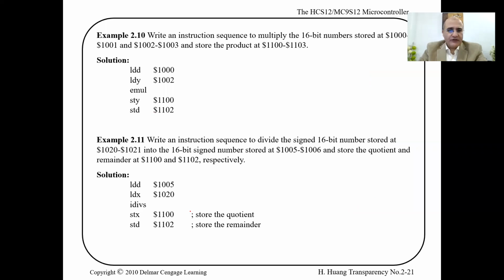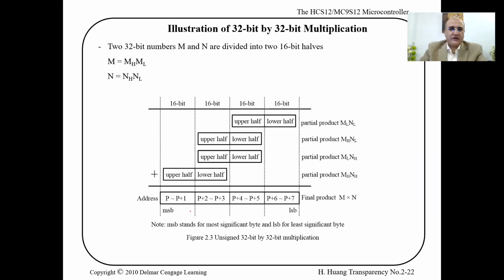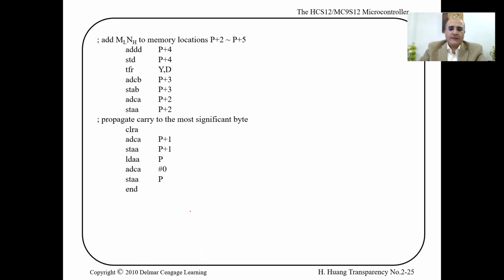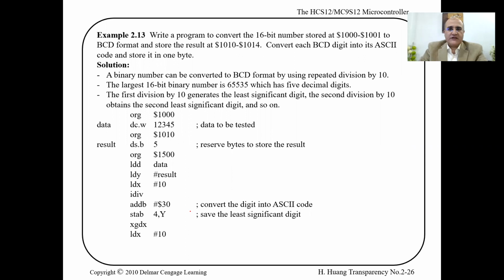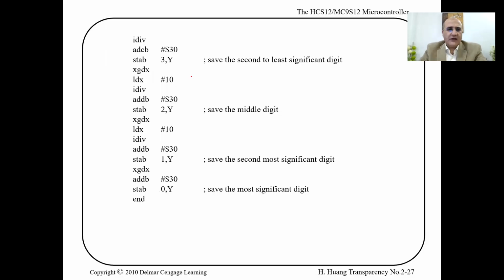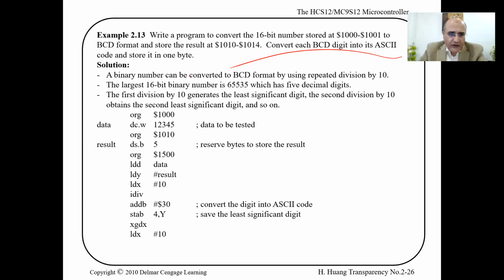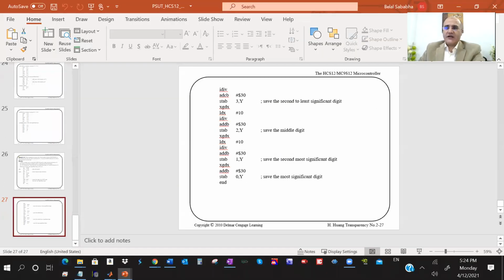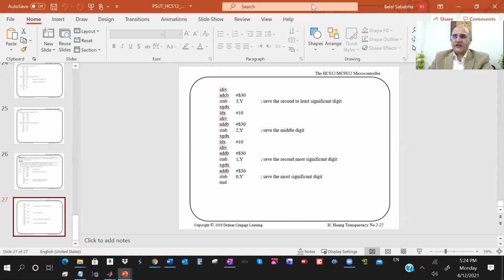A lot of examples, you can go over them, but we used some of these instructions in our flipped classes. Convert a number to BCD, then BCD to ASCII. I did this in the flipped class. If you compare the codes, some of the things may look the same. Okay, I'm moving faster as you guys are experts in assembly.